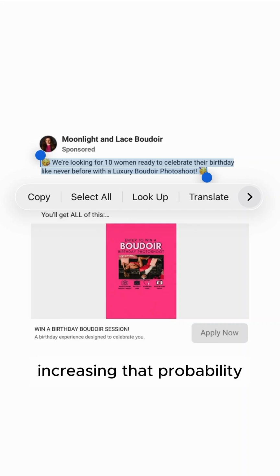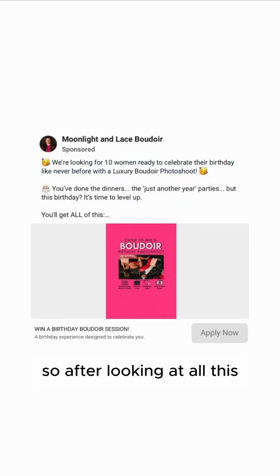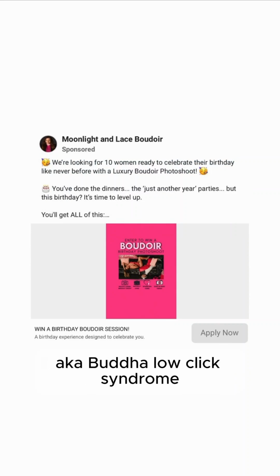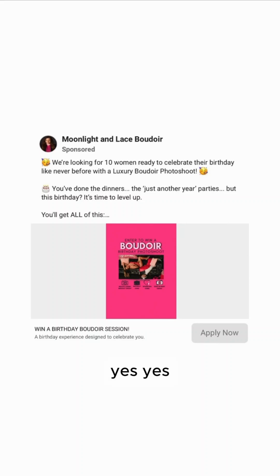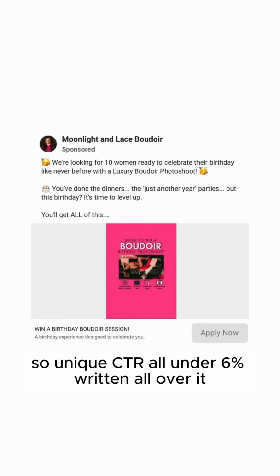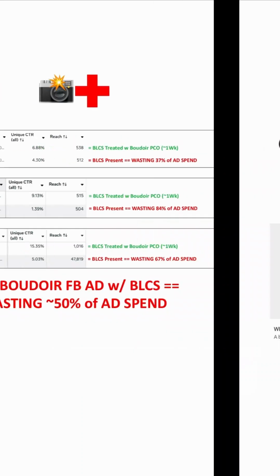Increasing that probability. So after looking at all this, do I believe this Boudoir Facebook ad has BLCS, aka Boudoir low click syndrome? Yes, I do. I believe this has got Boudoir low click syndrome. So unique CTR all under 6% written all over it.